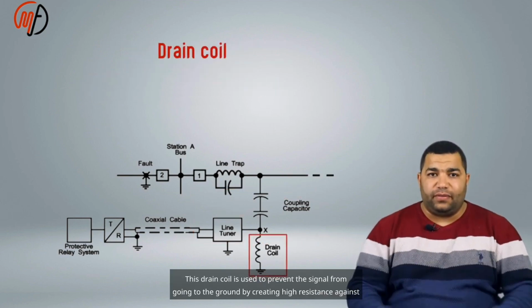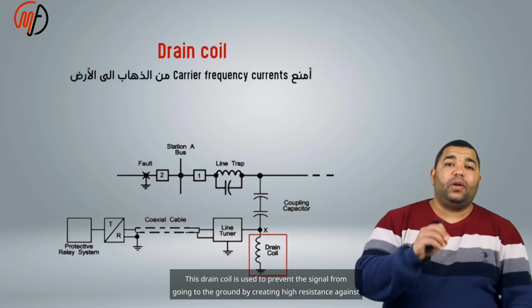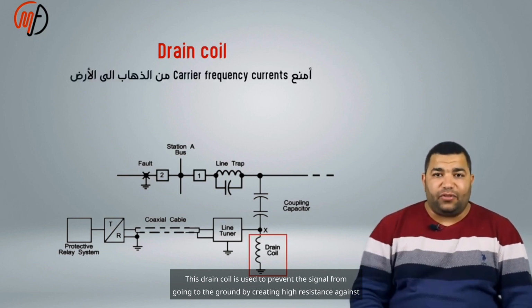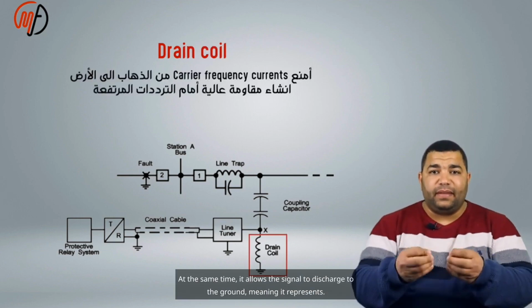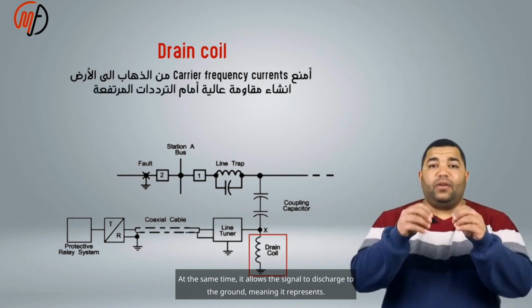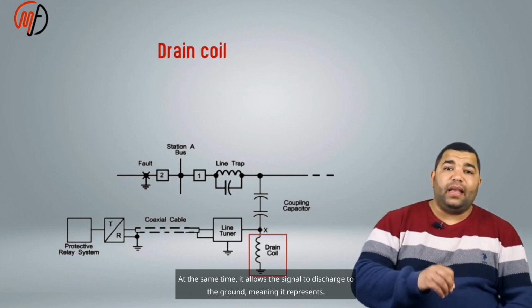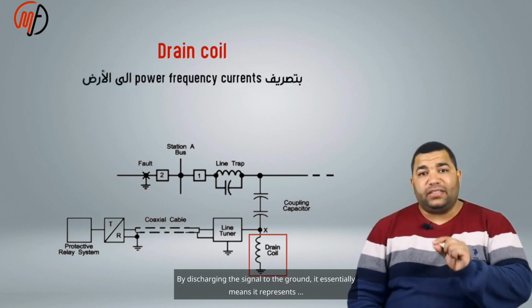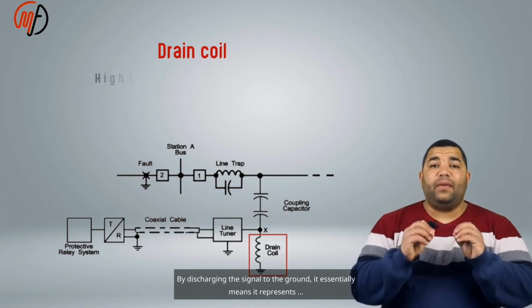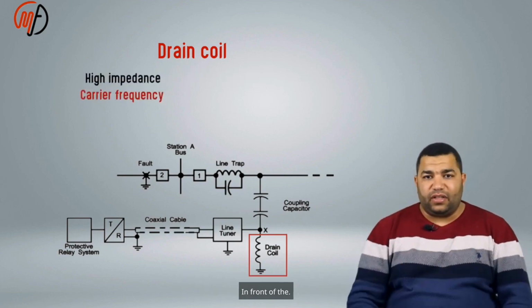This drain coil is used to prevent the signal from going to the ground by creating high resistance against high frequencies. At the same time, it allows the power frequency to discharge to the ground.